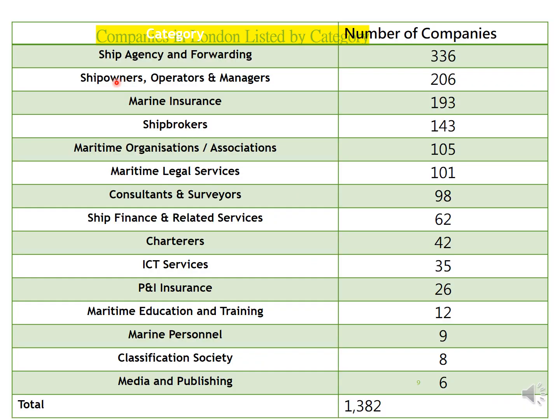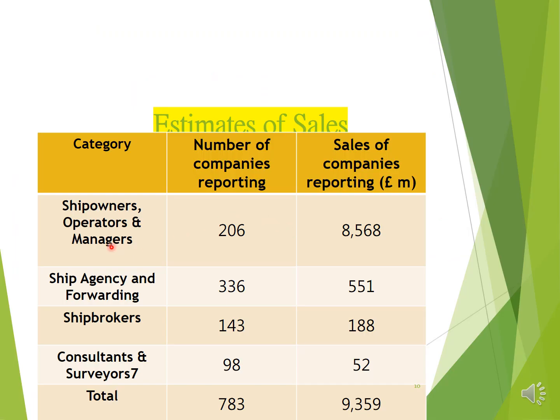Okay, here are some London-listed companies, including shipping agents and forwarding, 336; ship owner operator management, 206; marine insurance, 193; ship brokers, 143; and so on. So you can see a lot of associated or related sectors are gathering in London. Here are estimates of sales. For example, 206 companies report as owner operators, and sales reported are 8,568 millions.